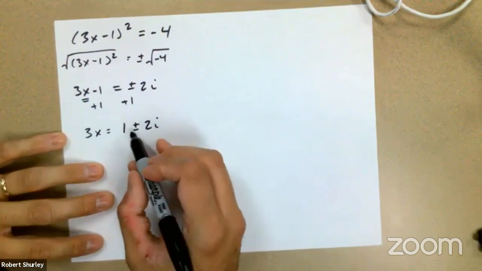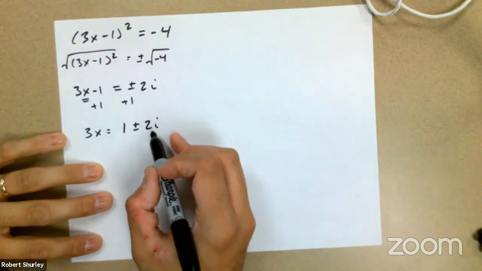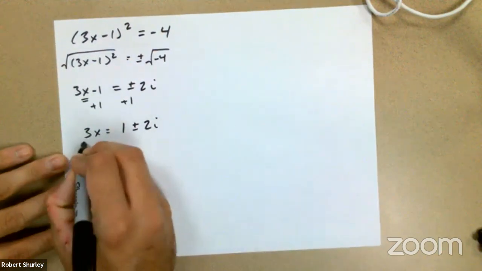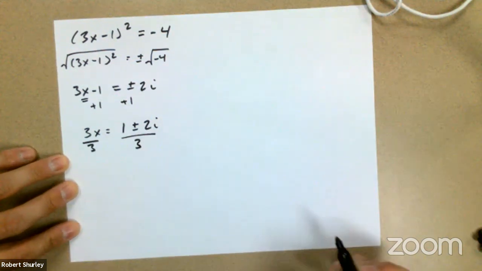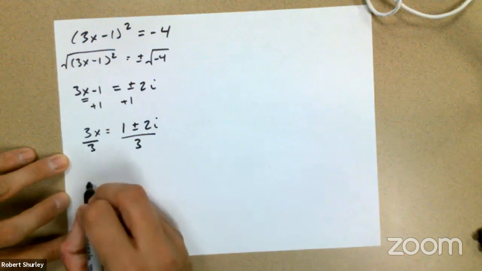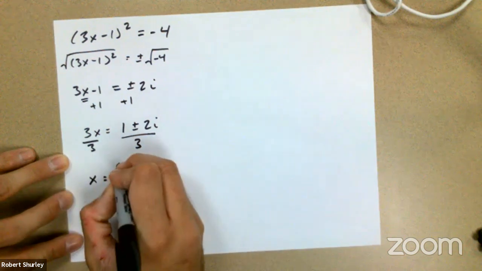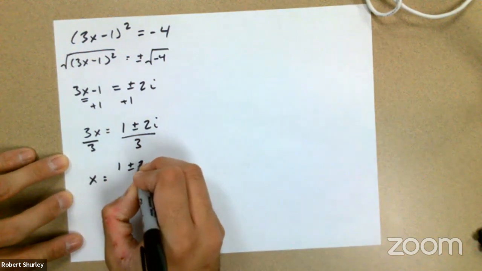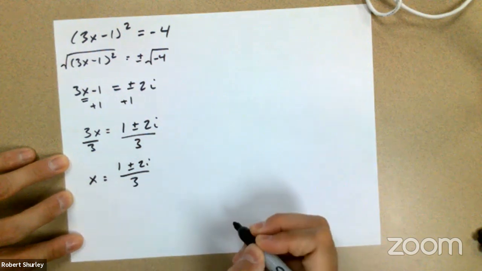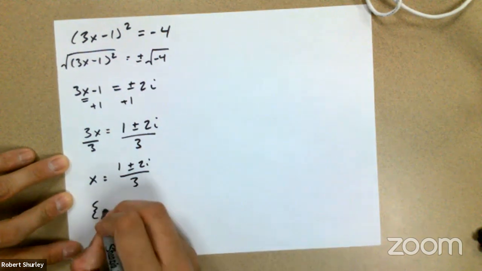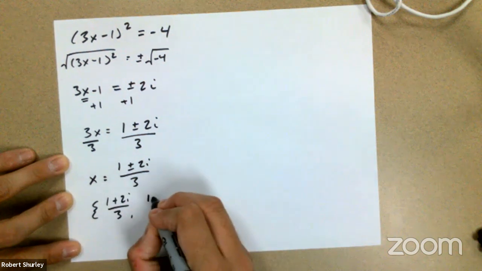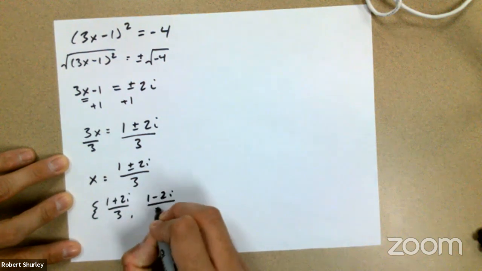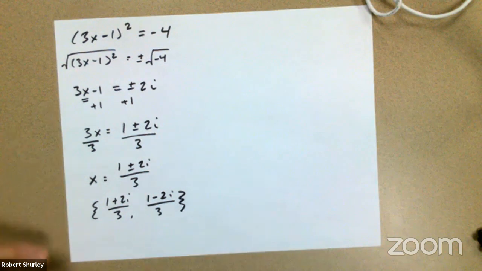Okay, remember this was like that complex number, how it was the real part and the imaginary part, the a plus bi. And then I'm going to divide by 3. Now, when I do this, I'm going to divide everything by 3. So that's how your solutions are going to look. 1 plus or minus 2i over 3. Now, again, it's going to look like this. 1 plus 2i all over 3 and 1 minus 2i all over 3. Okay?